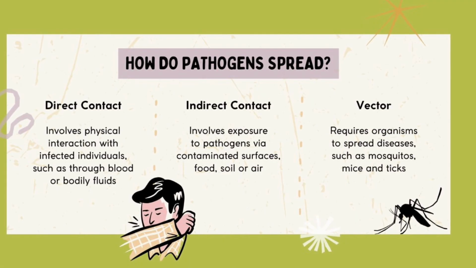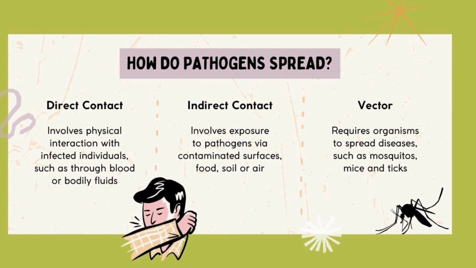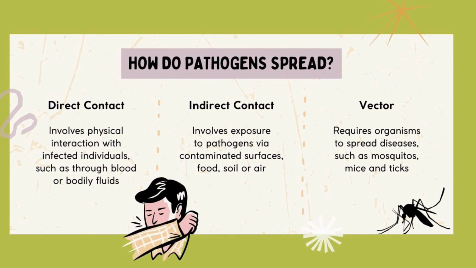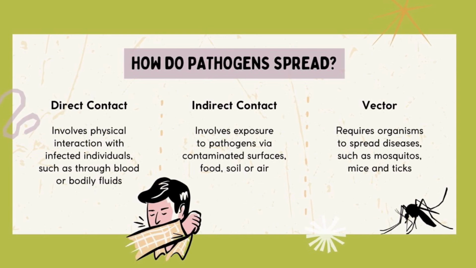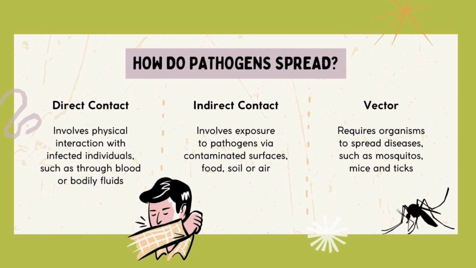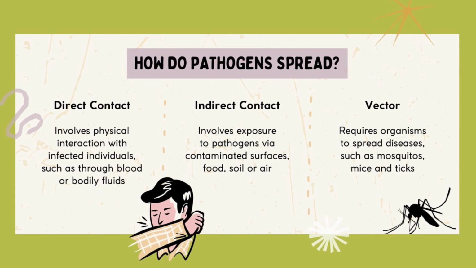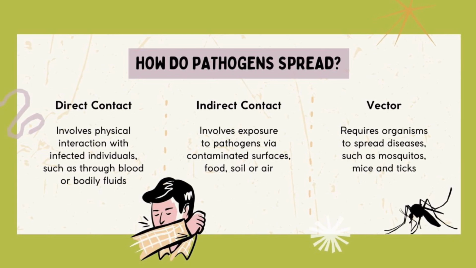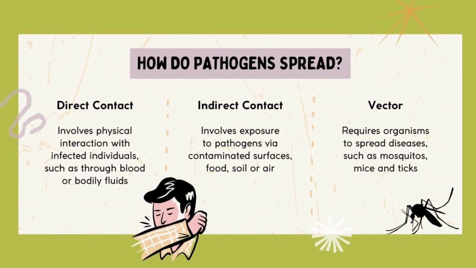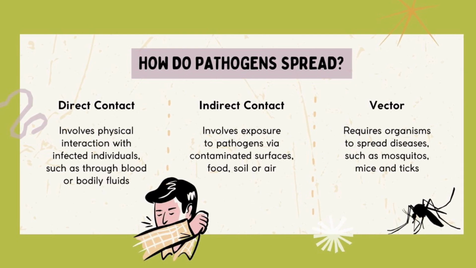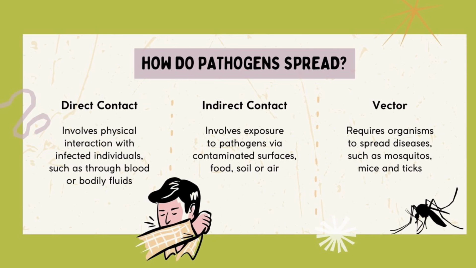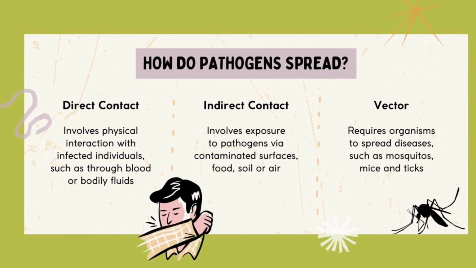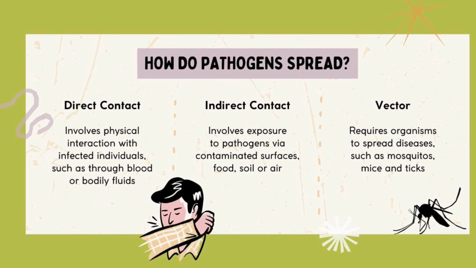How do pathogens spread? Direct contact involves physical interaction with infected individuals, such as through blood or bodily fluids. Indirect contact involves exposure to pathogens via contaminated surfaces, food, soil, or air. Vectors are organisms that spread diseases, such as mosquitoes, mice, and ticks.